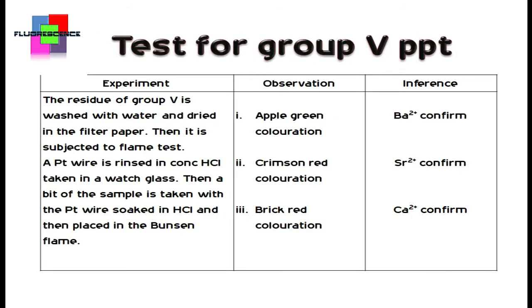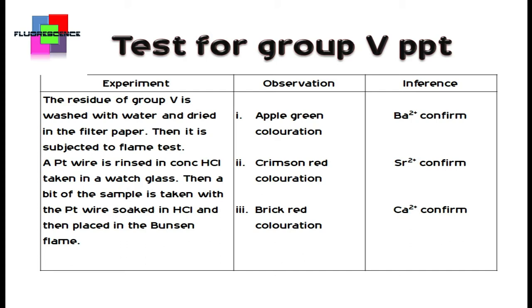Moving to group 5. The residue of group 5 is washed properly with water and then it is dried in the filter paper itself. Then we will carry out the flame test. For this flame test, first of all, the platinum wire is taken, it is rinsed properly in concentrated HCl, and then a bit of the sample is taken with the platinum wire, which you have initially dipped in HCl, which means you have soaked it in HCl, and place it in the Bunsen flame.